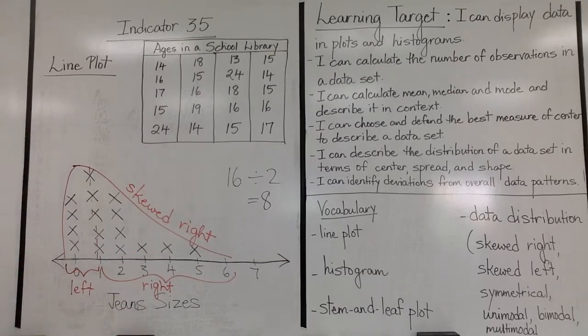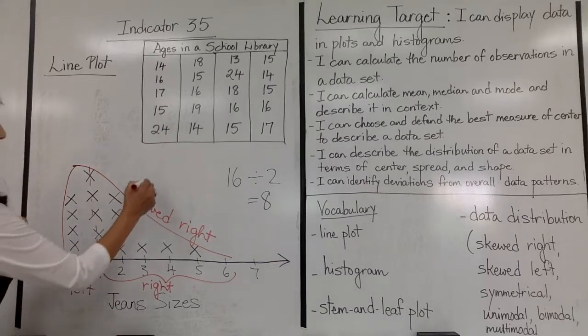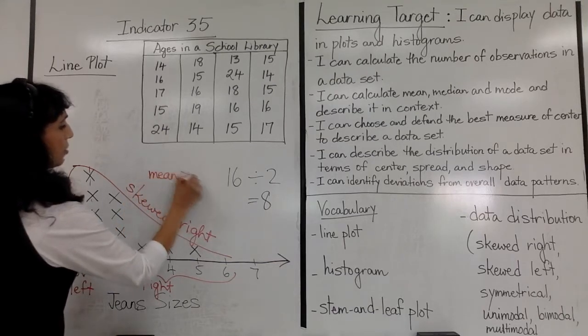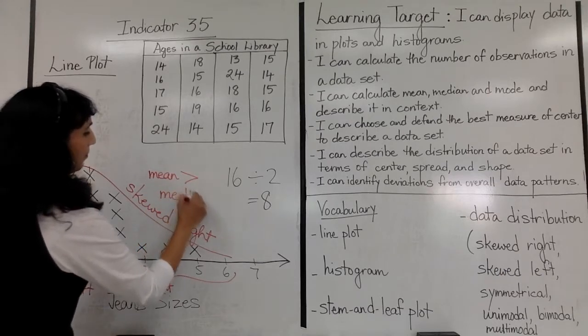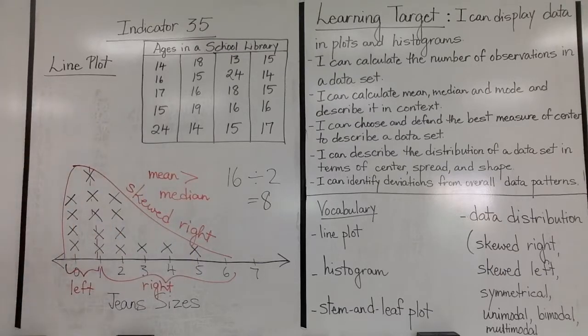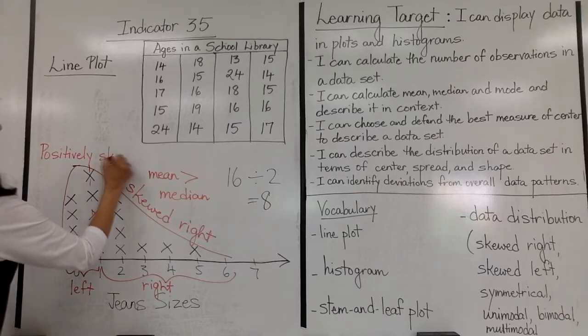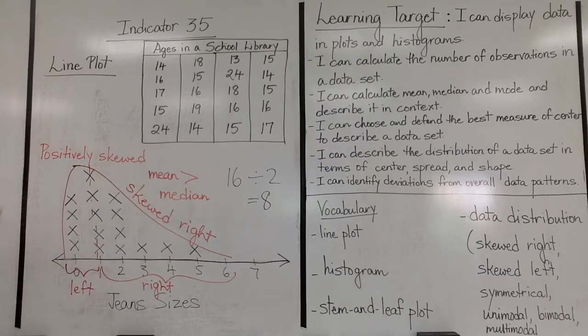Okay, and basically when it's skewed right, we can just look at this graph and know that my mean is going to be greater than the median. So in graphs like this, the mean is greater than the median. This is also called positively skewed. All right, so let me just quickly show you the graphs before we do the others. So yes, this is skewed right.